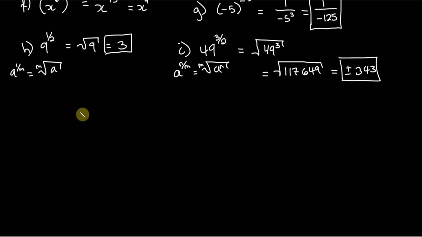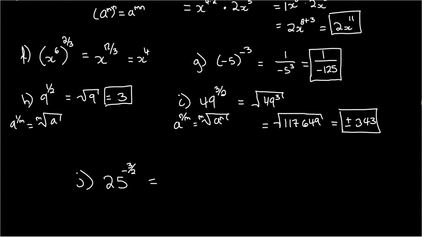Do one more maybe. Let's say something completely different. Yeah, we'll do one more. This is a good one to conclude. Let's say we have 25 raised to the negative 3 halves. Okay. So again, we just review exponent properties, and we've already worked through this.